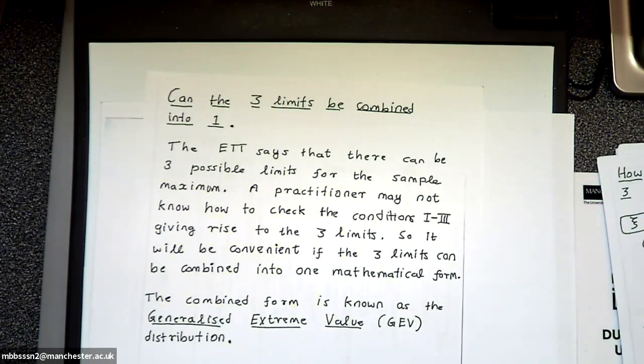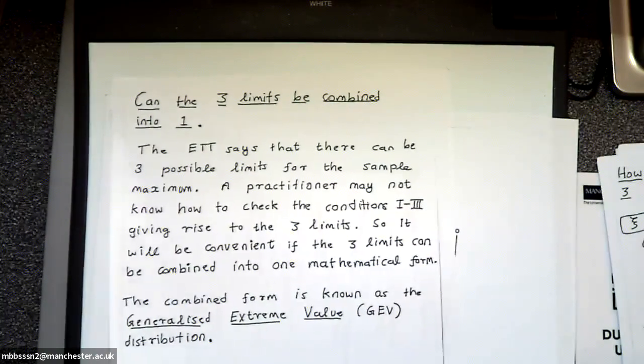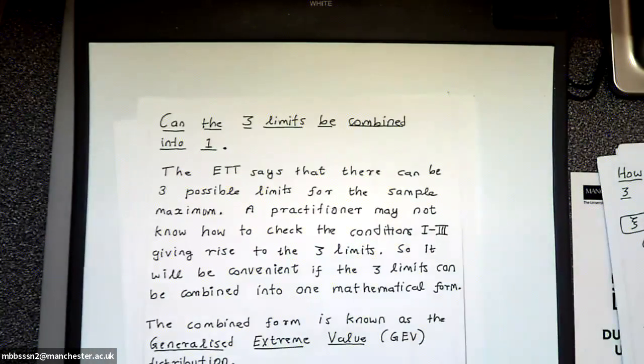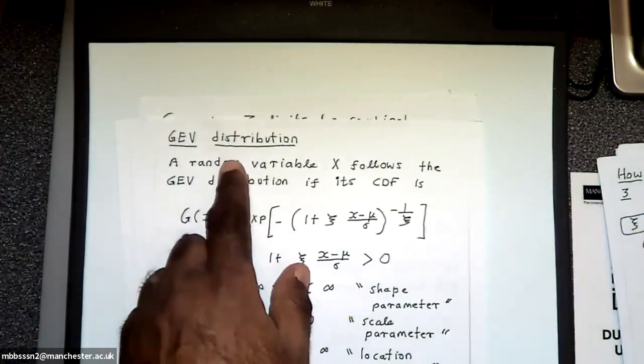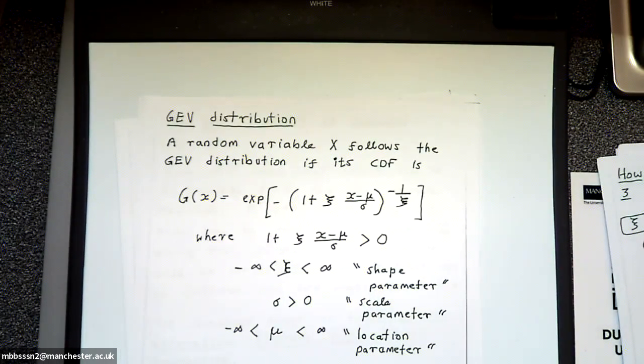So that for a practitioner, he doesn't need to bother about checking the conditions, right? He just assumes that the extremal types theorem holds, and then uses the formula that combines the 3 into one, right? And fortunately, there is a formula, and that formula is known as the GEV distribution. GEV stands for generalized extreme value, right?